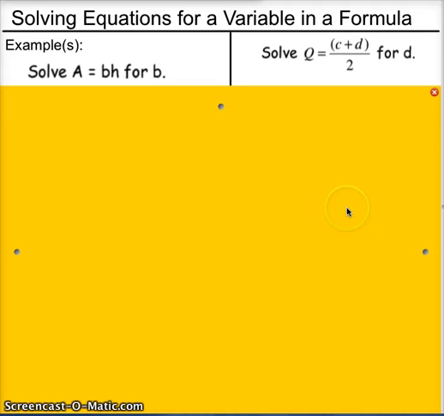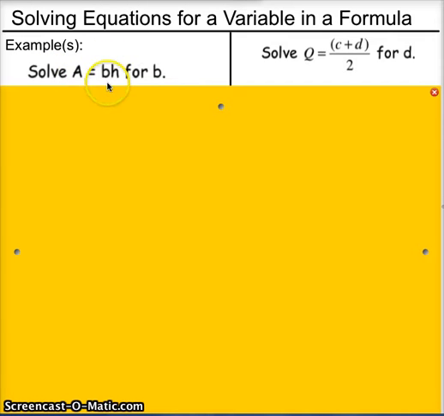Okay? And finally, we're going to solve an equation for a variable inside of a formula. This is when you don't necessarily get a number answer, so you don't get something like x equals 5 or w equals 2. You have a formula solved for a different part of the formula. So let's go over example 1.